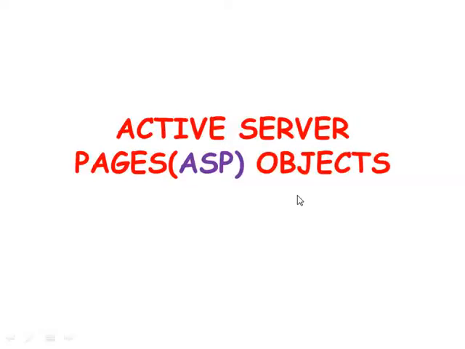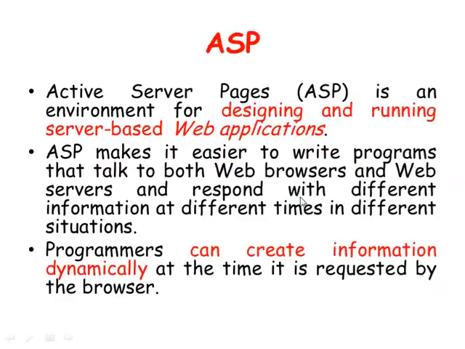ASP objects. ASP, Active Server Page, is an environment for designing and running server-based web applications. ASP makes it easier to write programs that talk to both web browsers and servers and respond with different information at different times in different situations. Programmers can create information dynamically at the time it is requested by the browser.